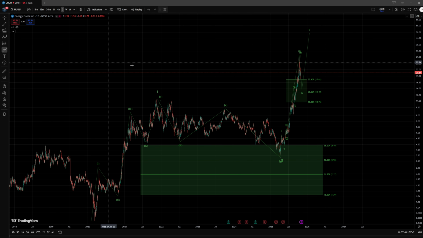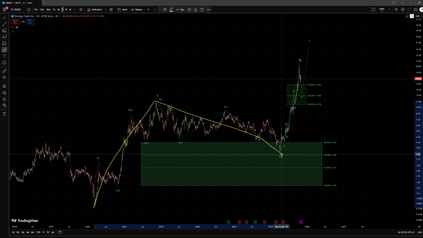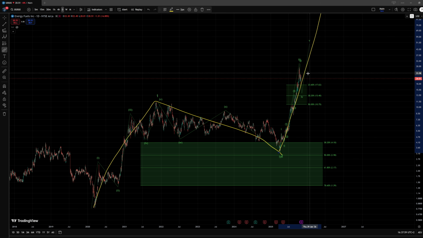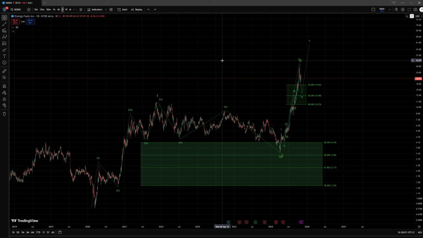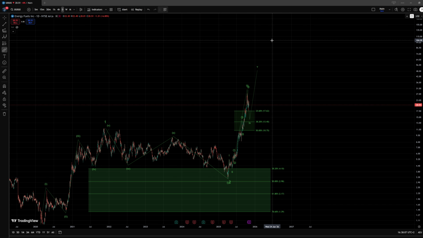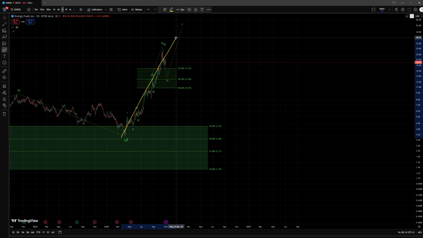Now before we get there, I want to go quickly through the larger time frame for any of you who might be new. And here we are still exploring the possibility of this 1-2 setup having unfolded, and now we could be looking for a larger wave 3. Now, as I mentioned in the previous videos, an ideal target for the wave 3 would be overall around the $130 level area.